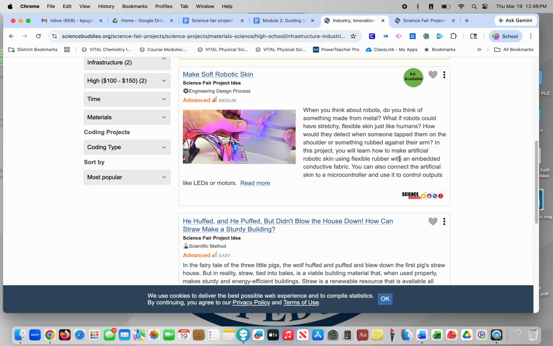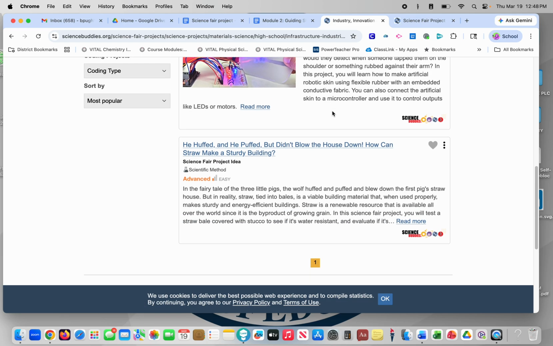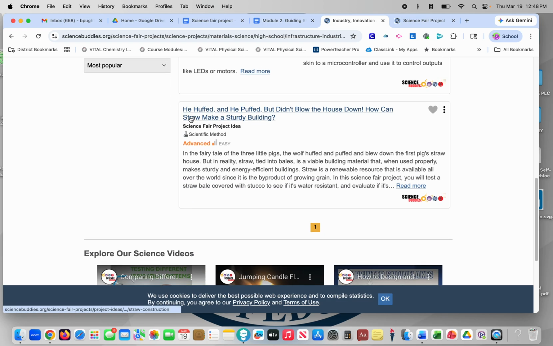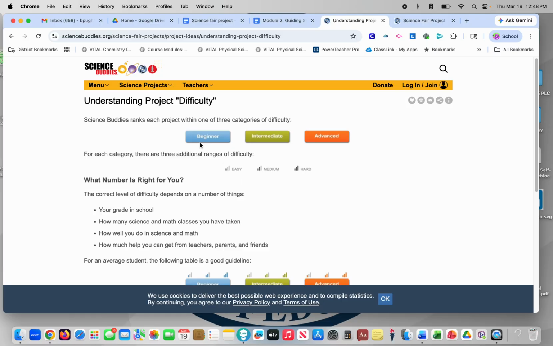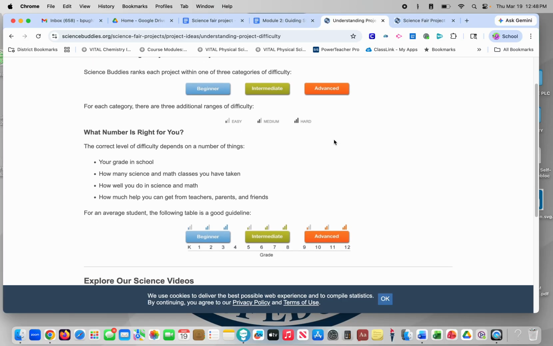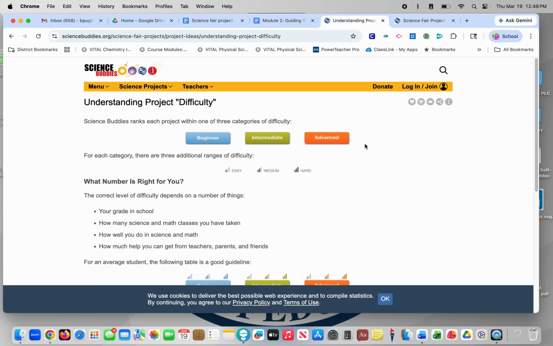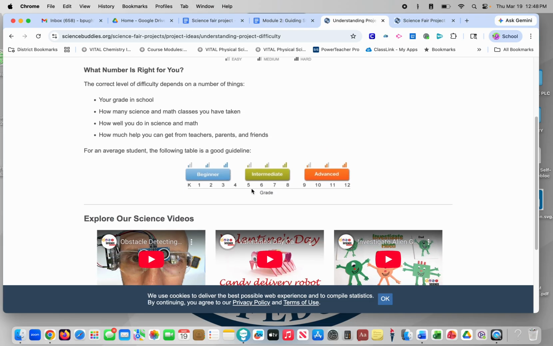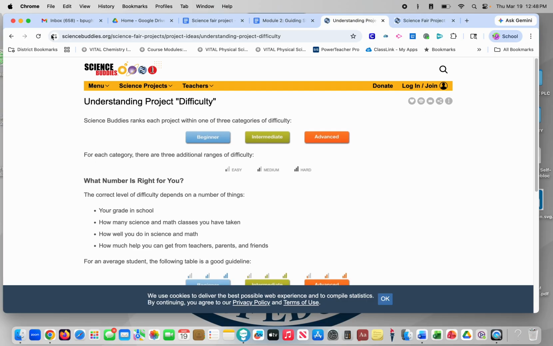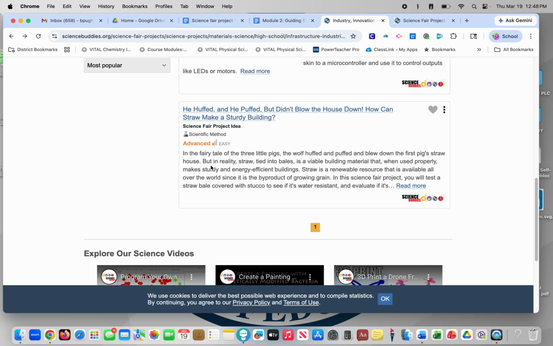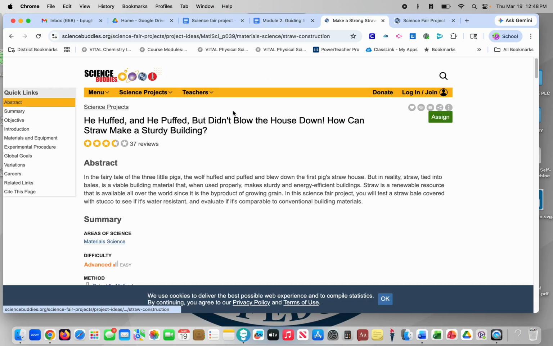it's telling us our options. Making soft robotic skin. How can straw make a sturdy building? Things you want to look at. This says it is a little bit more advanced. This is talking to you about the levels. You want advanced, right? Look at your grade levels. You want advanced. Let's go back to it, and then let's just look at it.